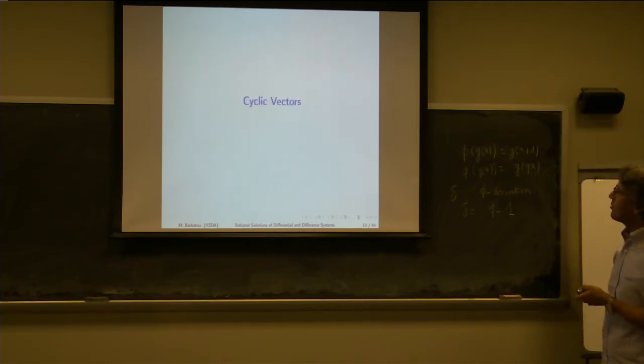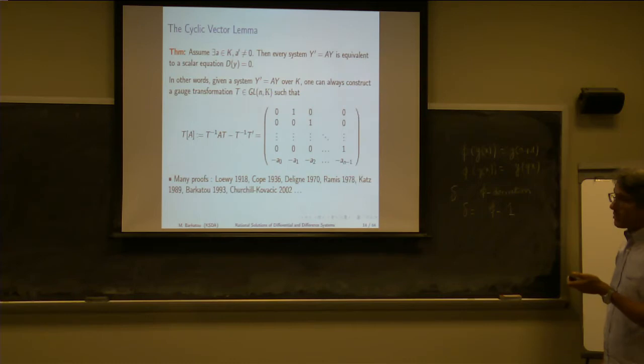Okay, now let's talk about cyclic vectors in the differential case. So the theorem I mentioned is this. Assume that there are some non-constant elements in K, where K is a general differential field. Then every system is equivalent to a scalar differential equation, in the sense that we can construct T in GL_n of K such that the resultant system has a matrix in this form. So you have a differential equation.